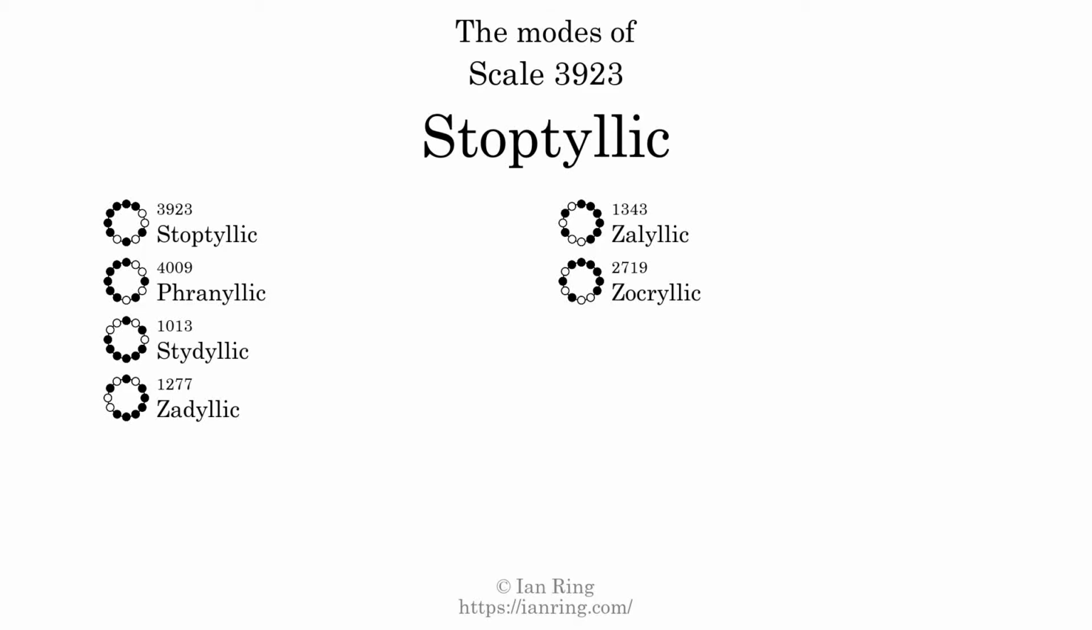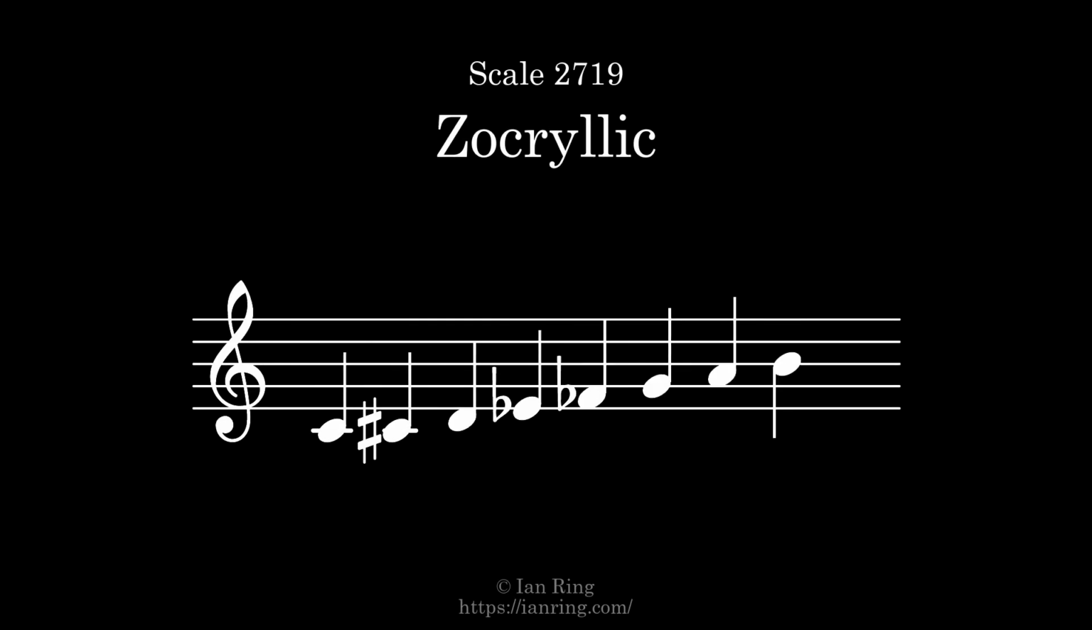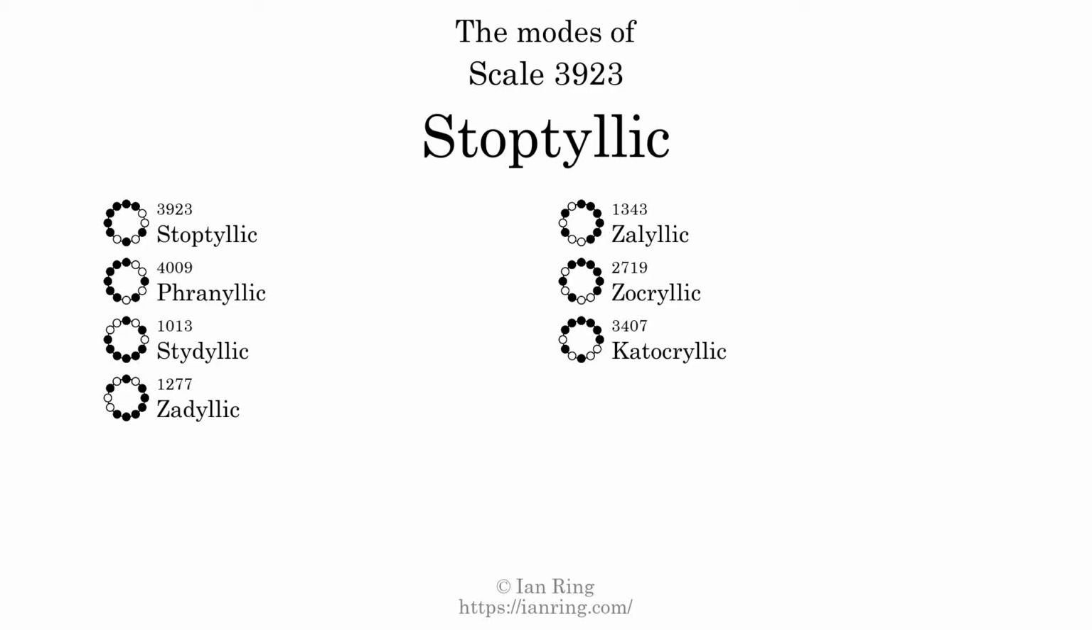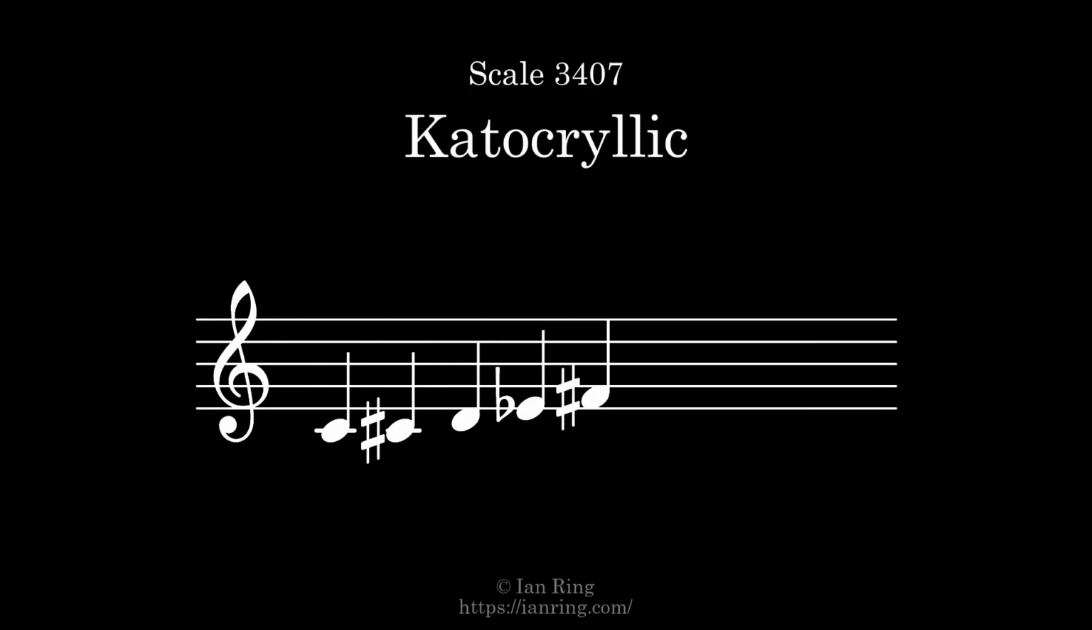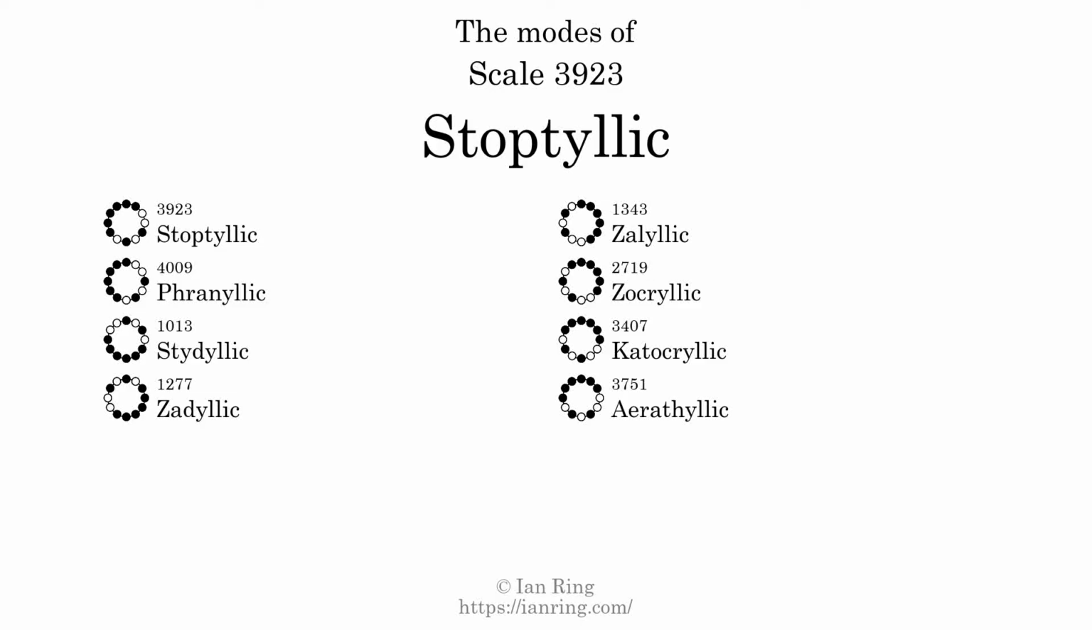The sixth mode is scale 2719, also known as acrylic. It sounds like this. The seventh mode is scale 3407, also known as catacrylic. It sounds like this. The eighth and last mode is scale 3751, also known as erythilic. It sounds like this.